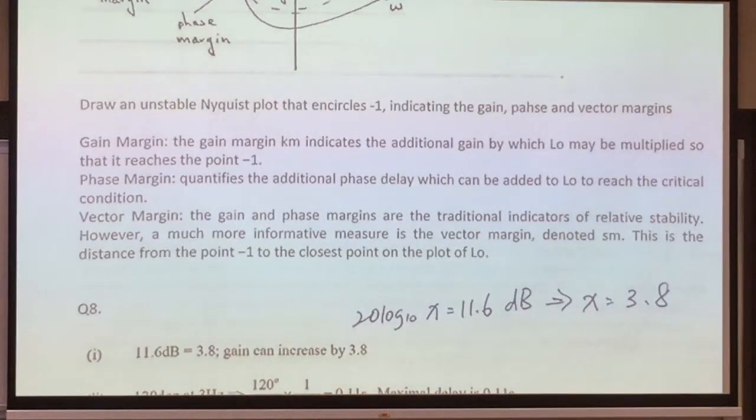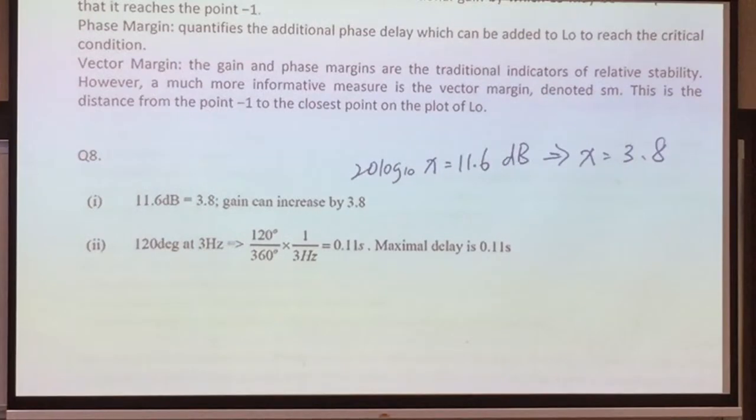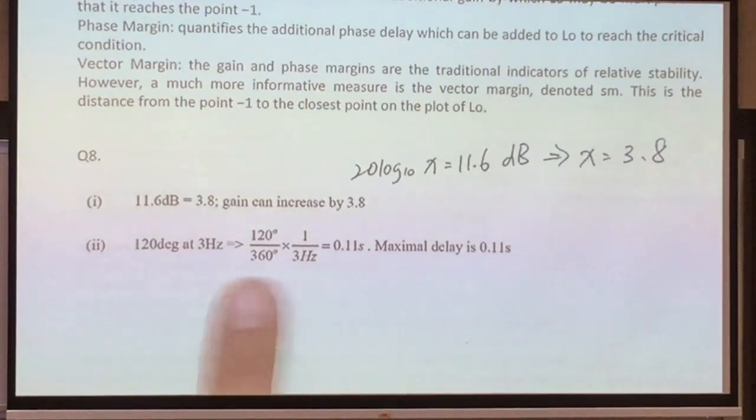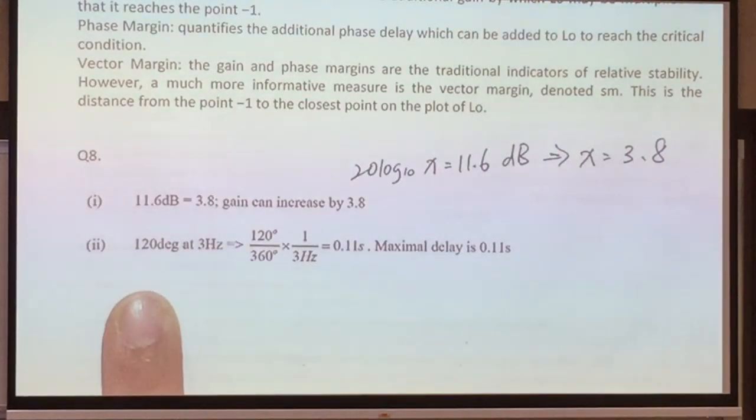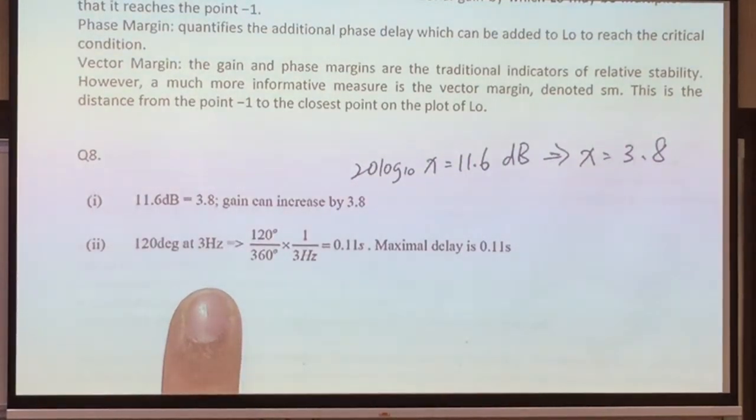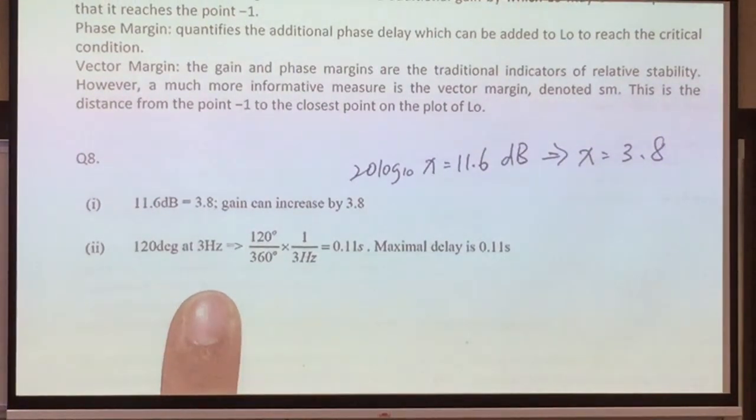Next. For phase margin, we tell you that it's 120 degrees at 3 Hz. So what does that mean? Degrees is degrees. Hertz is frequency. We asked about the plant delay. Plant delay is in seconds, so you're supposed to give me an answer in seconds. Frequency is in Hertz.